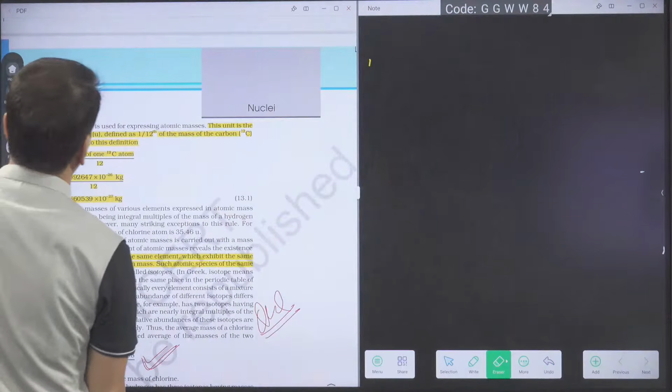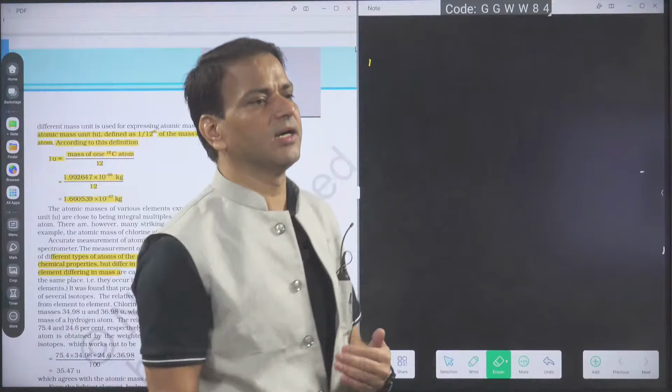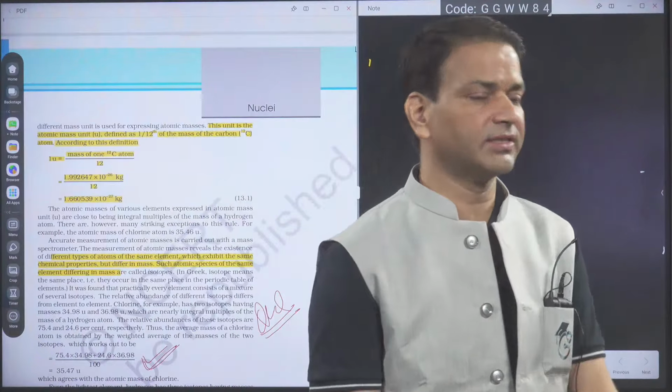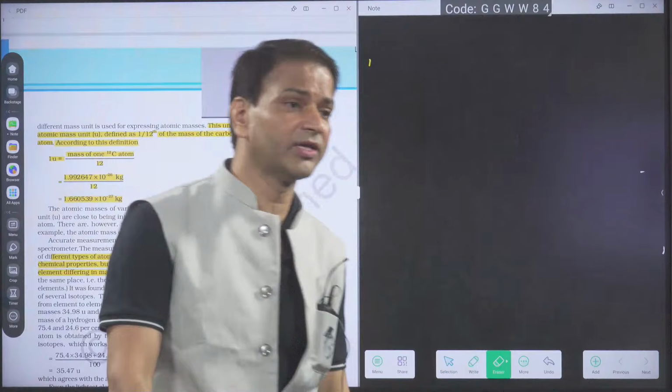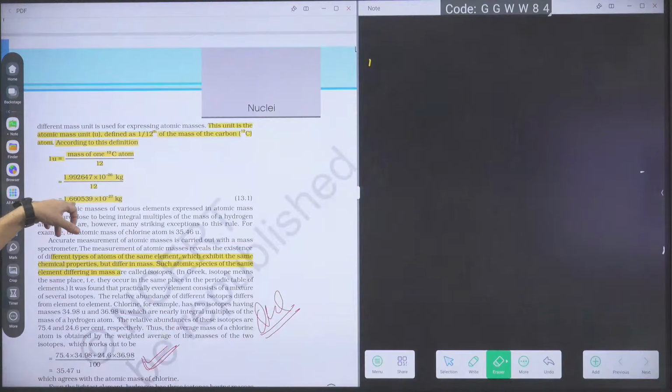One thing everybody knows: what is the relation between the AMU and the kg? 1 u is equal to what? 1.66 × 10^-27 kg. In the chemistry also you have learned this. So 1 u is equal to 1.66 × 10^-27 kg.